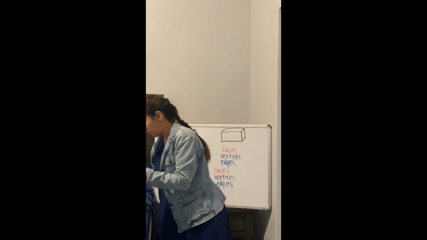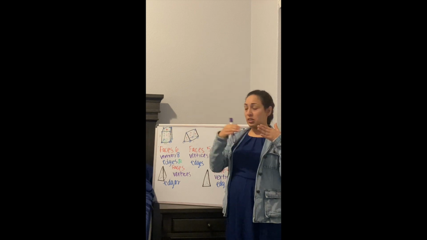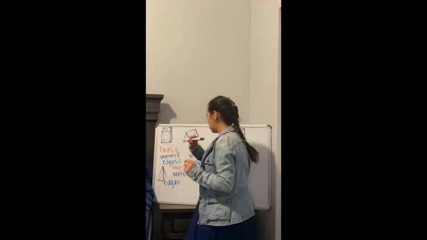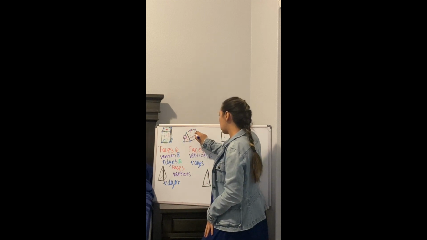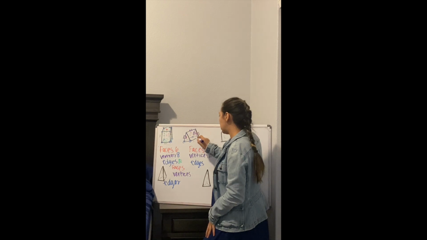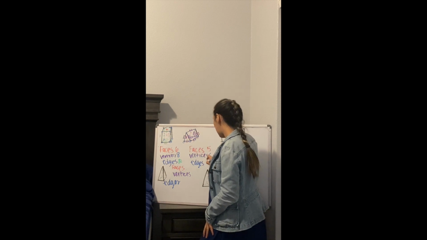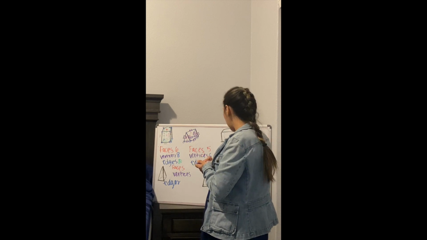And then edges, let's do this one. Edges we said were, again, where the 2 faces come together. So I'm gonna do squares, so maybe that will not get us confused. 1, 2, 3, 4, 5, 6, 7, 8, and then 9. So 9 edges on our triangular prism.